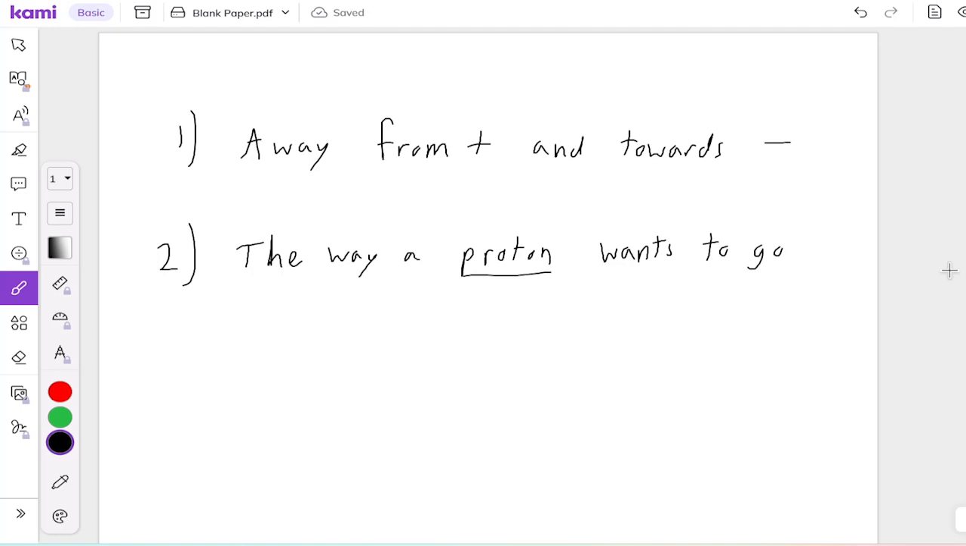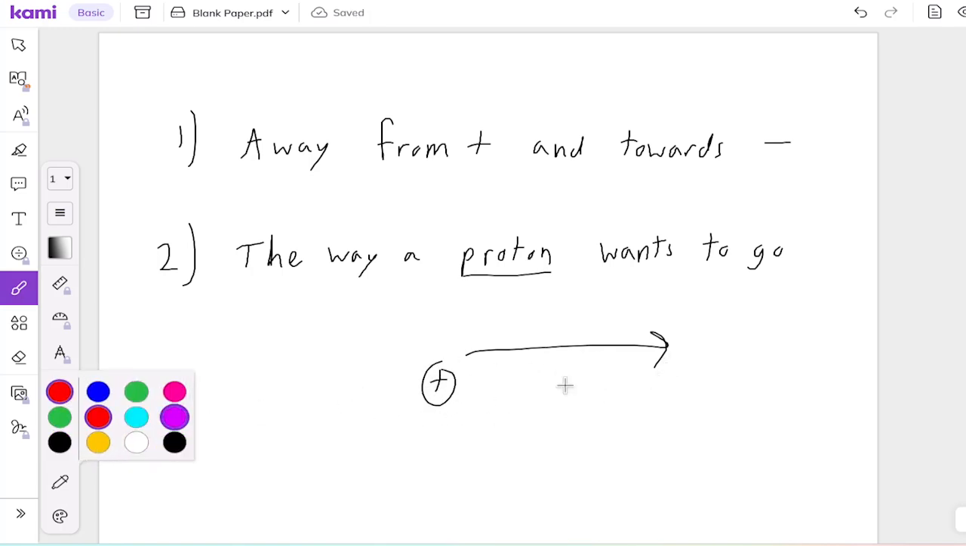So in other words, if you have an electric field pointing to the right, and I put a proton right here, the proton's going to go to the right. And similarly, if I have an electron, the electron's going to want to go left, the opposite of the electric field.